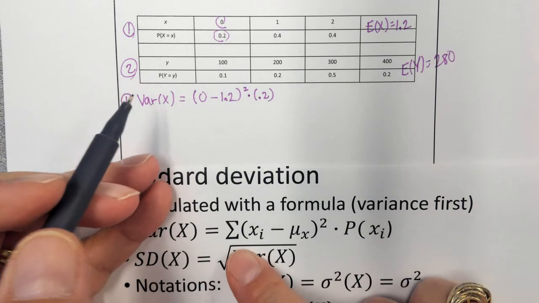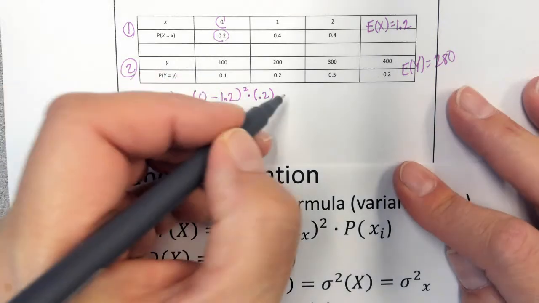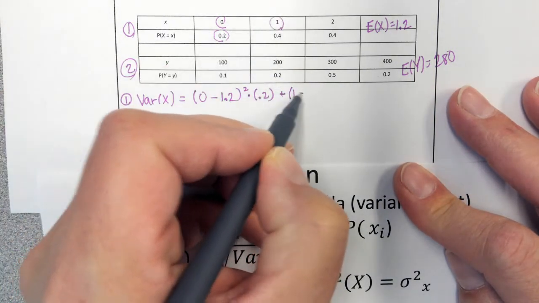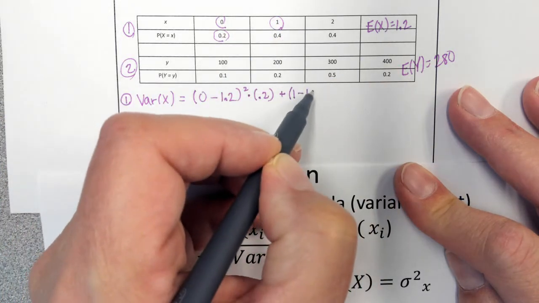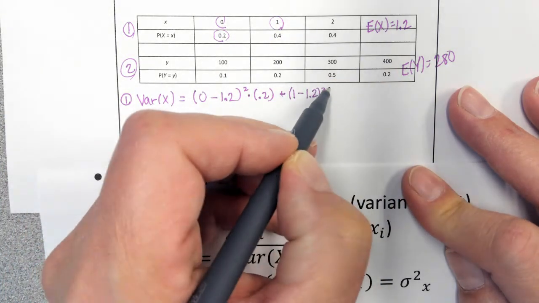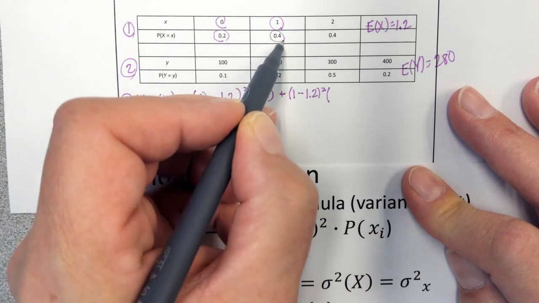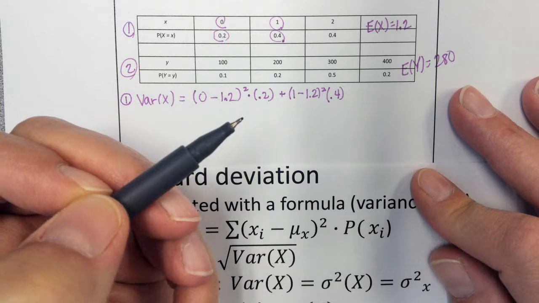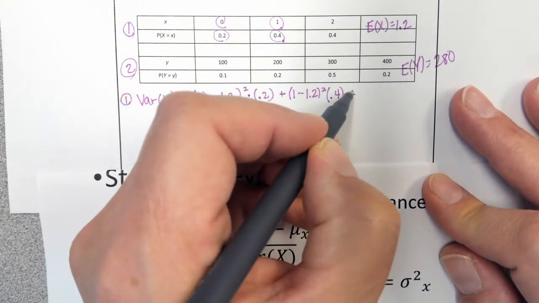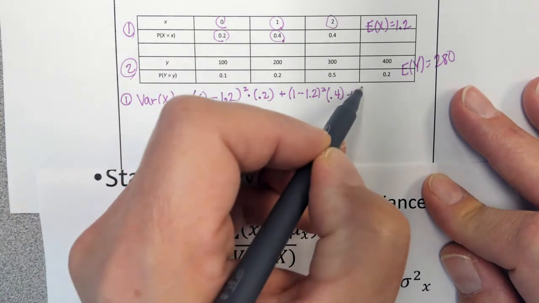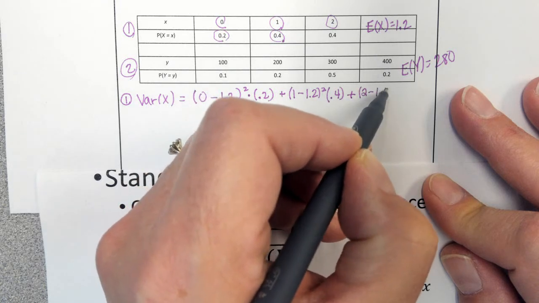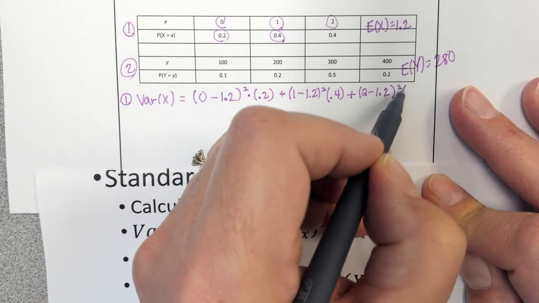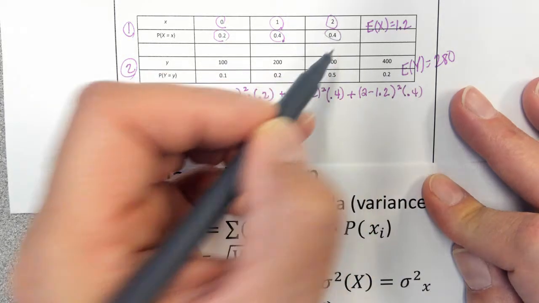I'm going to add to that any additional outcomes. So plus, take your second x value, that's a 1, subtract the mean of 1.2, square it, multiply by the corresponding probability of 0.4, and then continue to do that for each of the outcomes. So add the next one. We have an x value of 2. Subtract the mean of 1.2. Square it. Multiply by 0.4.